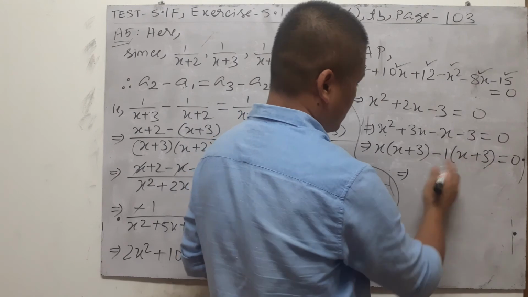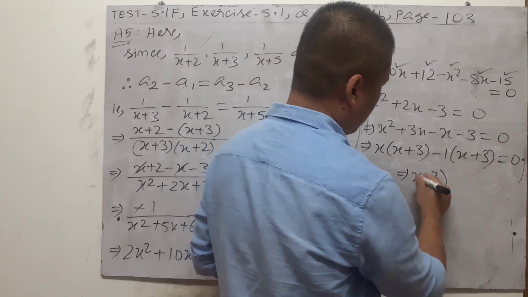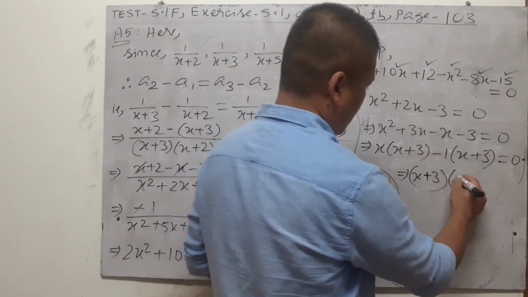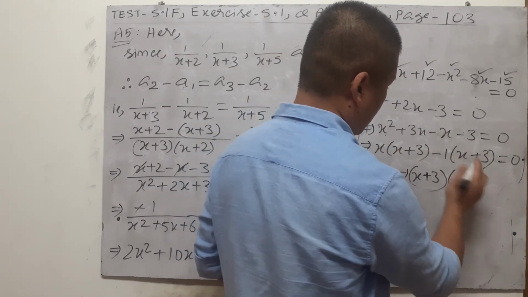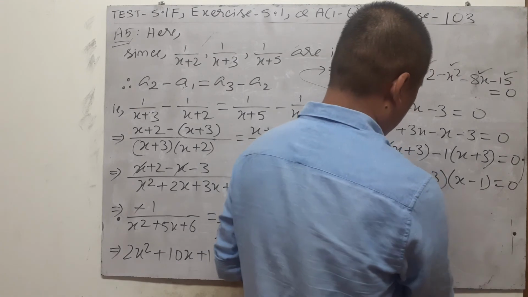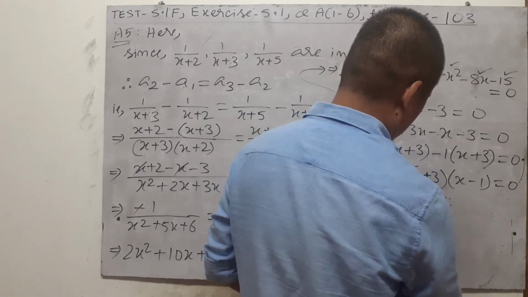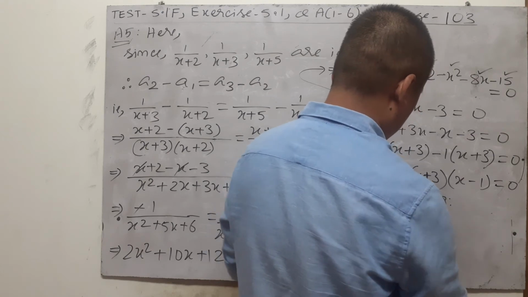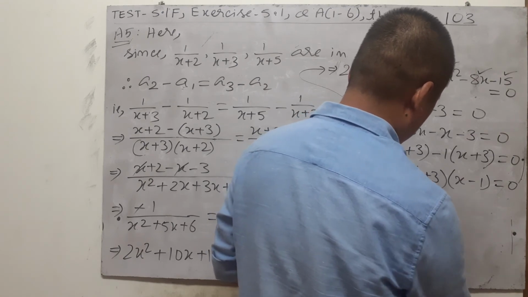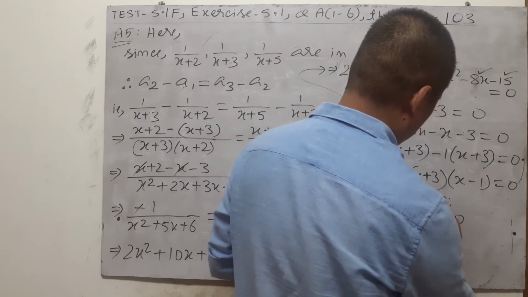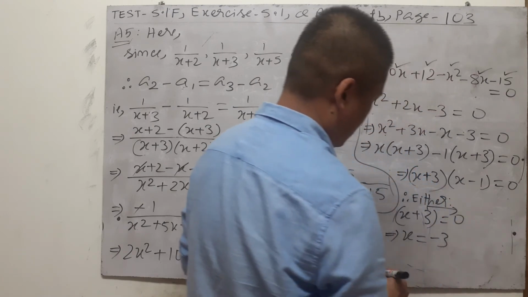The common factor is x plus 3. So take that out. X plus 3 out means inside the bracket will be x. This has gone out, so inside will be minus 1 equal to 0. Therefore, either the first factor x plus 3 here is equal to 0. So x will be, shift this plus 3 to the right side, minus 3.